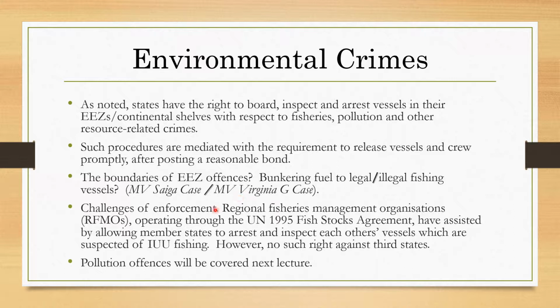And we talked again about the MV Saiga and the MV Virginia case; they seem to come up a lot. We've talked about the boundaries of exclusive economic zone offences, and in the MV Saiga case, they were bunkering oil; they were giving fuel to legal fishing vessels, and that was found to be okay and not a breach of the environmental laws of the exclusive economic zone. But in the MV Virginia case, they were giving oil and fuel to illegal fishing vessels, and that was found to be an illegal activity in the exclusive economic zone.